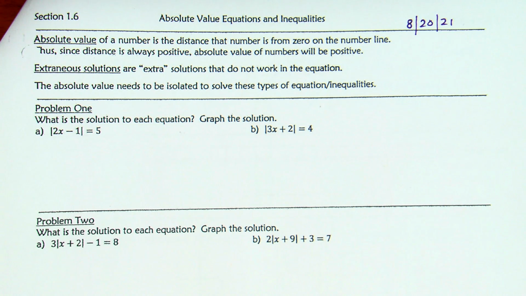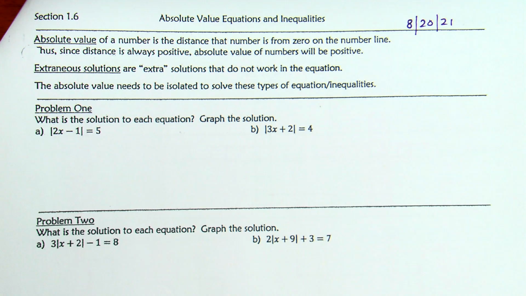Now, by definition, do you know what the definition of absolute value is? A good definition to know for absolute value: the distance from zero. So as in the distance from zero on a number line. I don't even know exactly how the paper states it, but absolute value of a number is the distance that number is from zero on the number line.